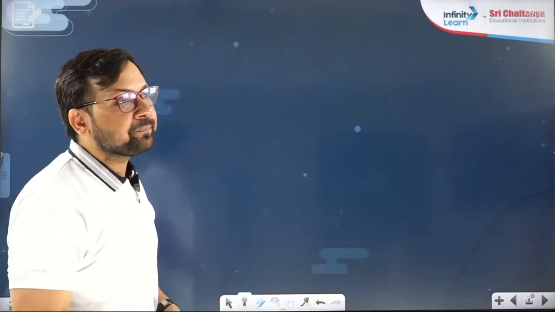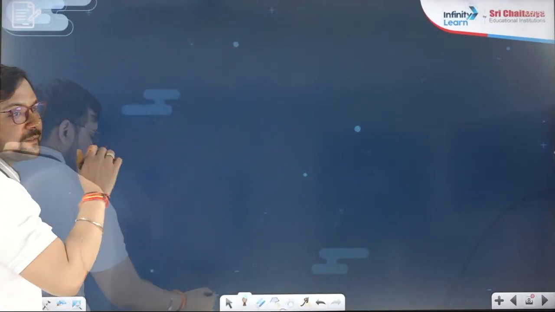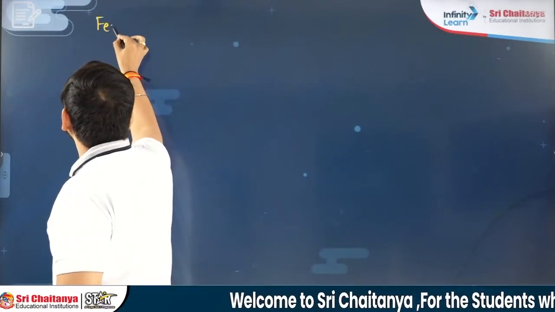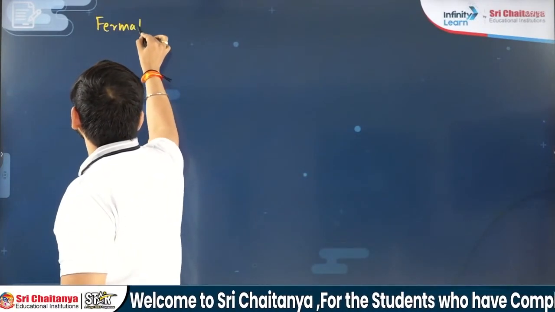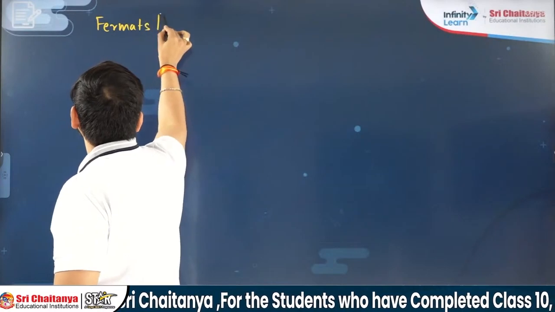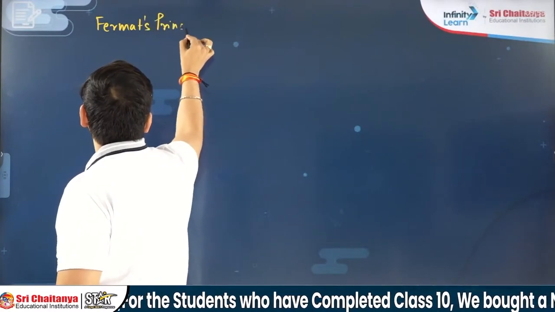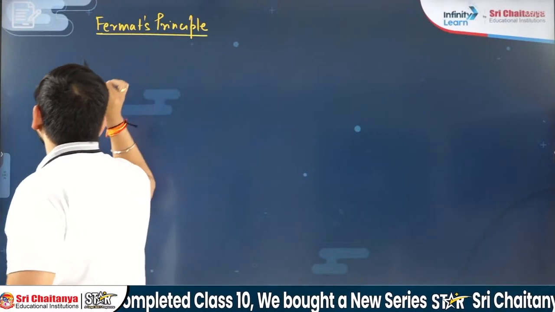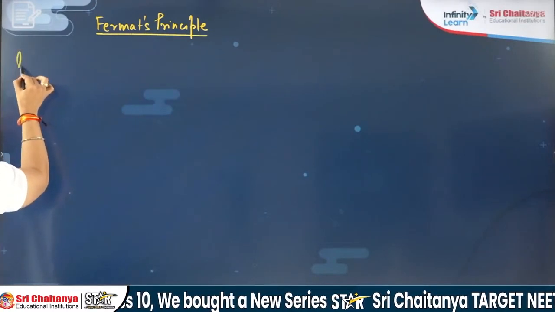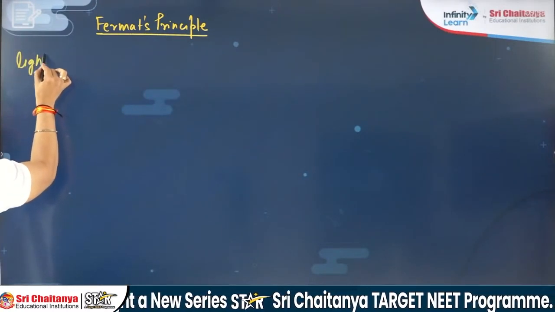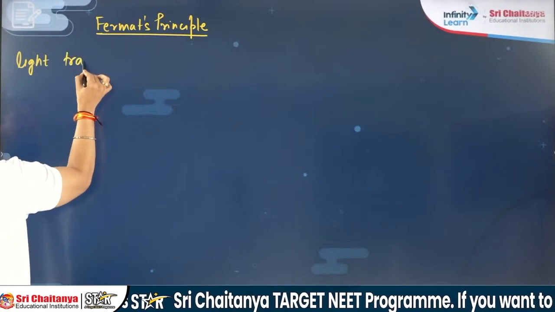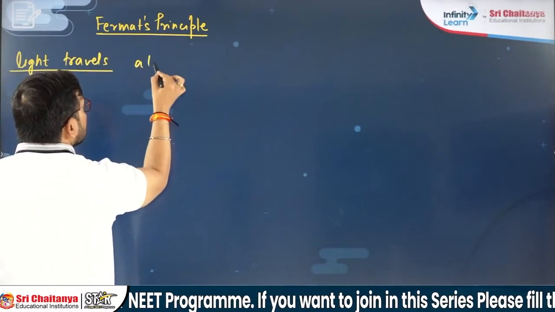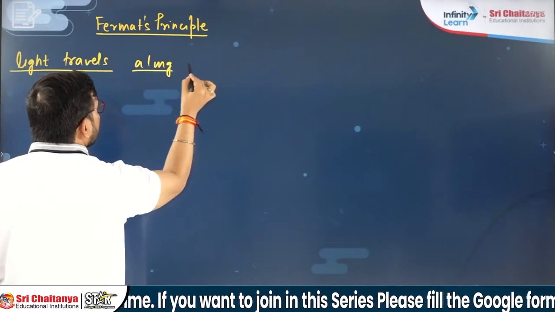Okay. Now see this, angle i equal to angle r, and the law is, please everyone pay attention to it, Fermat's principle. According to Fermat, when light travels from one point to another, light travels along the shortest path.